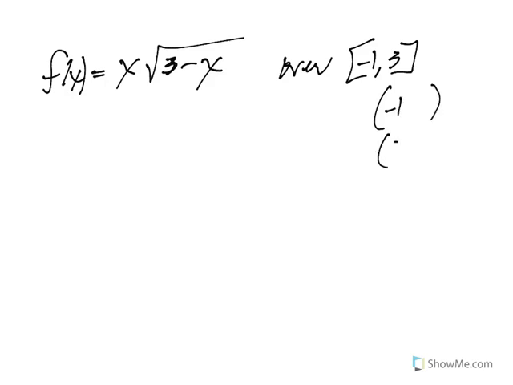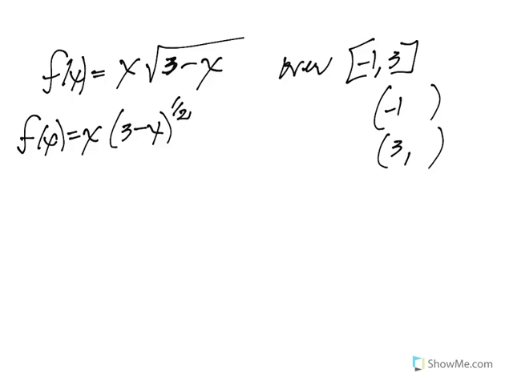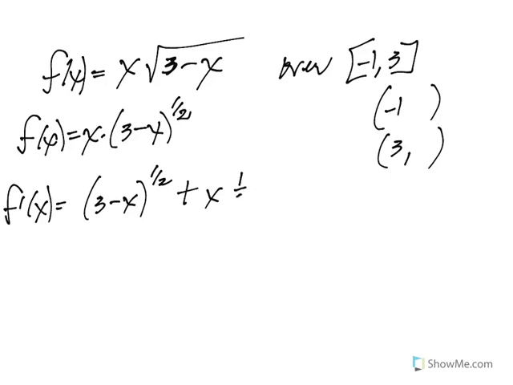I've got -1 and 3. So we got those taken care of. Now we just have to find critical numbers, and we do that by deriving, right? So this is f of x is equal to x times 3 minus x to the 1/2 power. Here we go. We got to use the product rule, right? Because I'm multiplying x times 3 minus x to the 1/2. I'm going to derive x first. That's 1 times the second function as is. I'm going to add that then to x times the derivative of the second portion, which is chain rule.